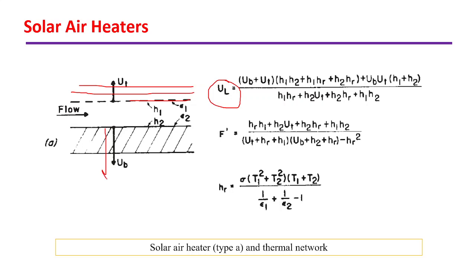Toward the bottom side, there might be one bottom loss classified as UB, and from the top cover side, this is the absorber, this is the top cover, there might be another loss, UT. Then we have the emittance factor for both the top cover side and the absorber plate. Based on this, we have to calculate the overall losses and the factors associated with them.